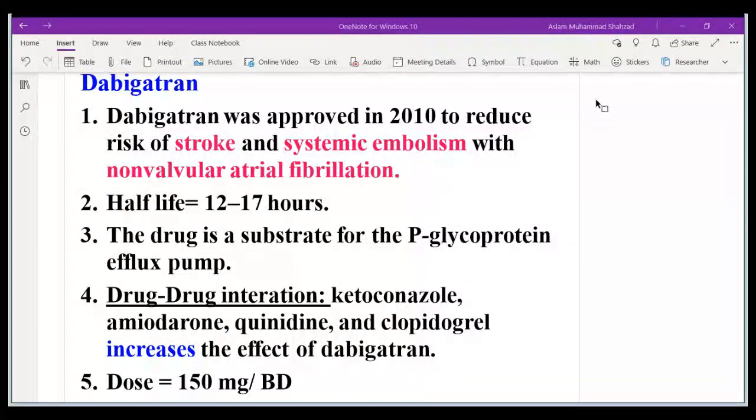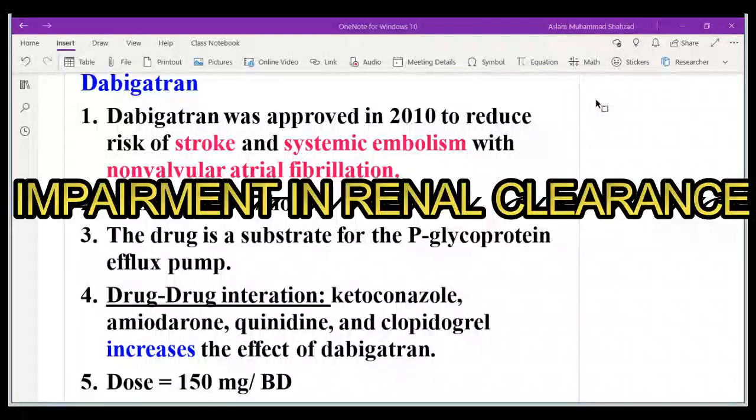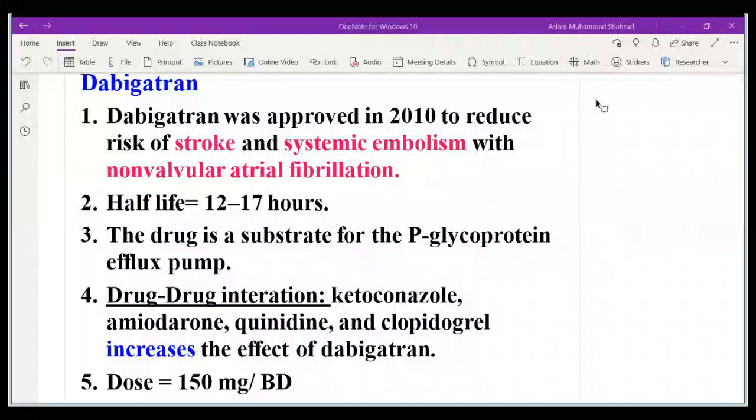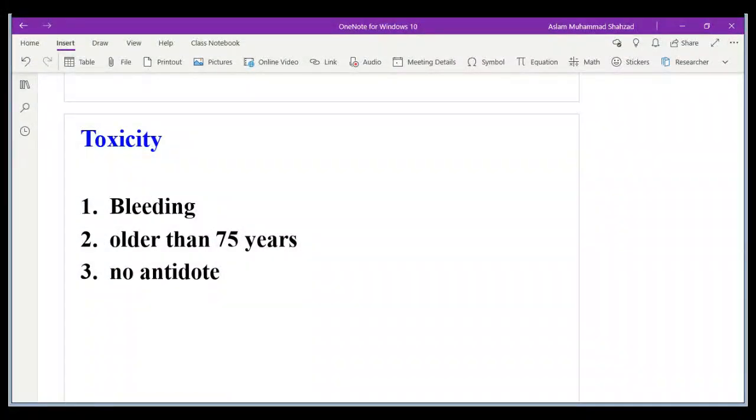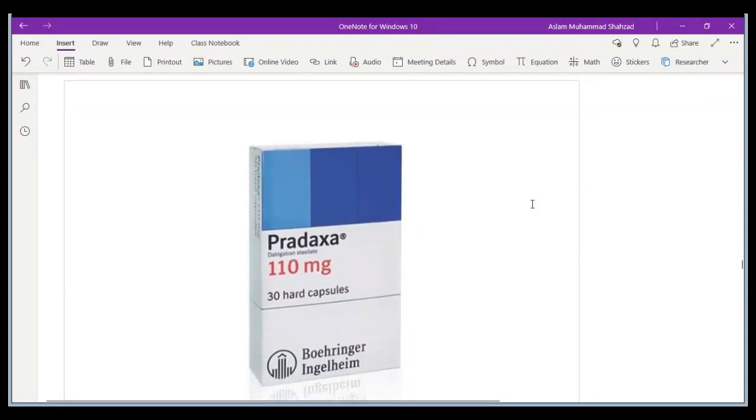So that is important, and that is why in patients with renal impairment we must be very careful and avoid the drug, because if there is an interaction of ketoconazole with dabigatran, it will increase the concentration and cause impairment, especially in drug clearance. So the toxic effect includes bleeding, especially in those older than 75 years of age, and there is no antidote available if drug overdose toxicity occurs. So that is important, especially in patients with renal impairment. The drug that is available in the market is Pradaxa, 110 milligram.